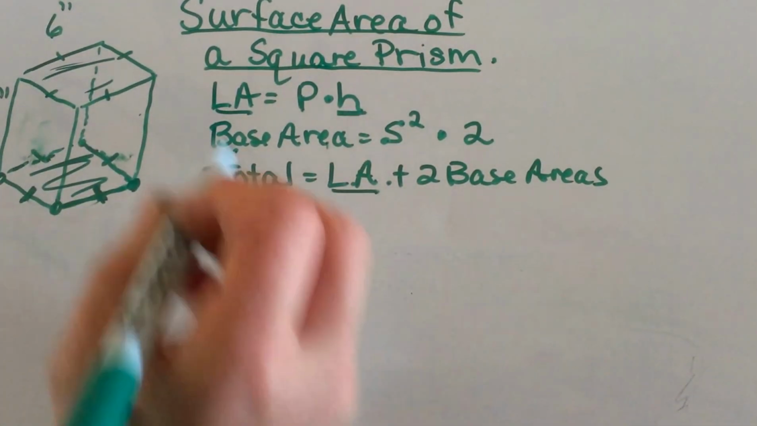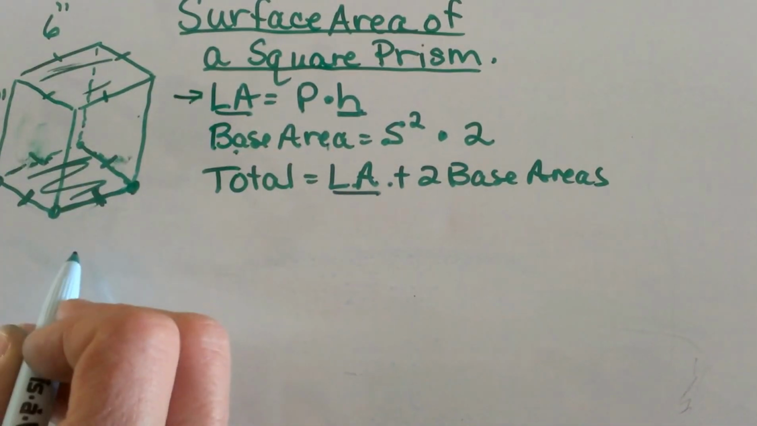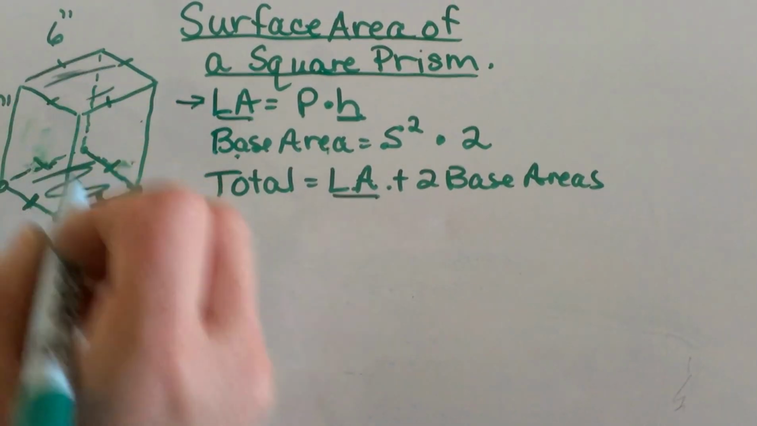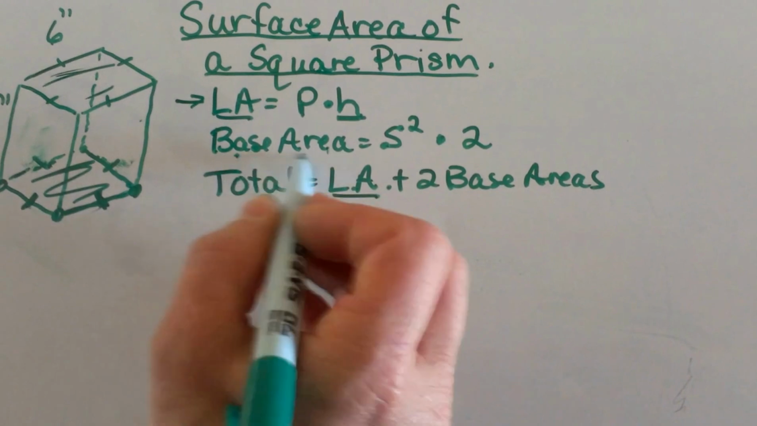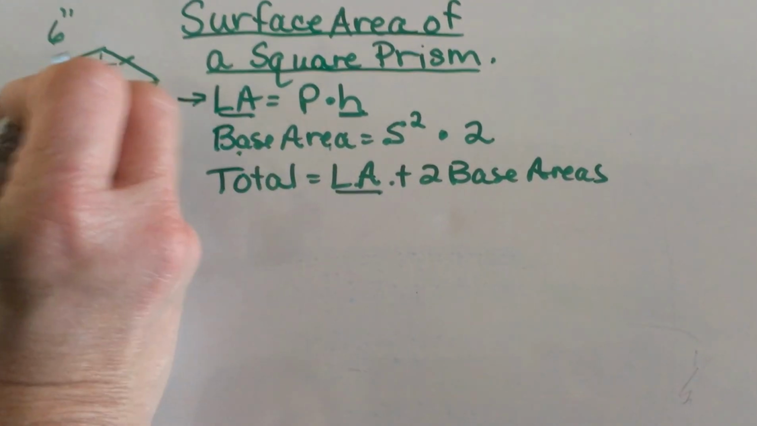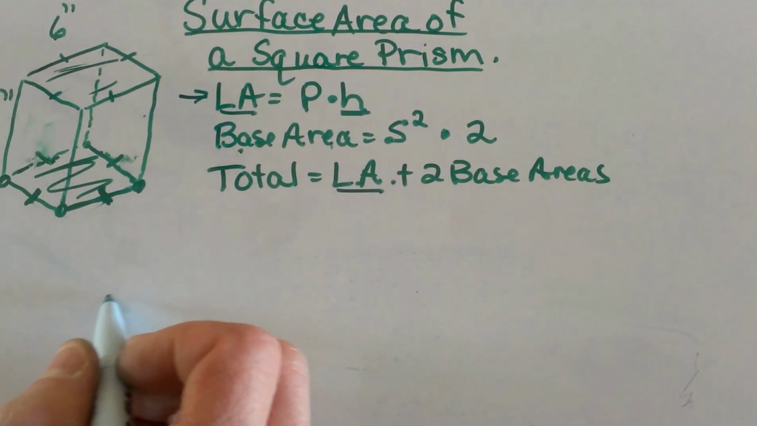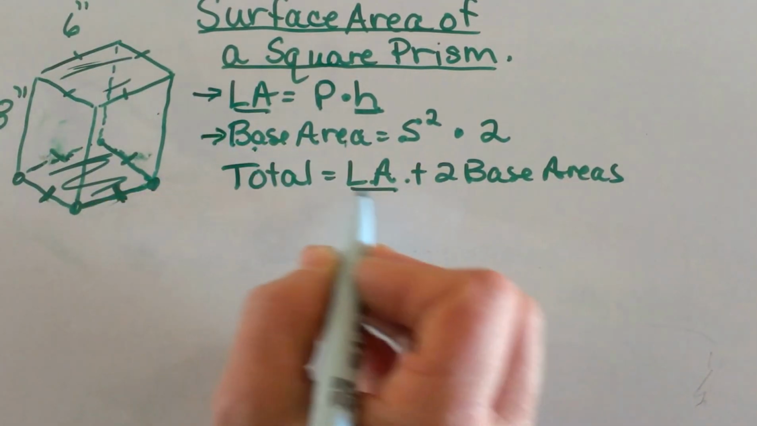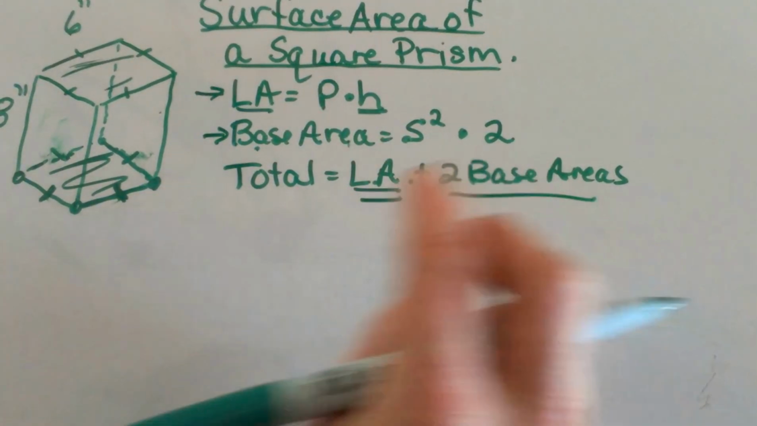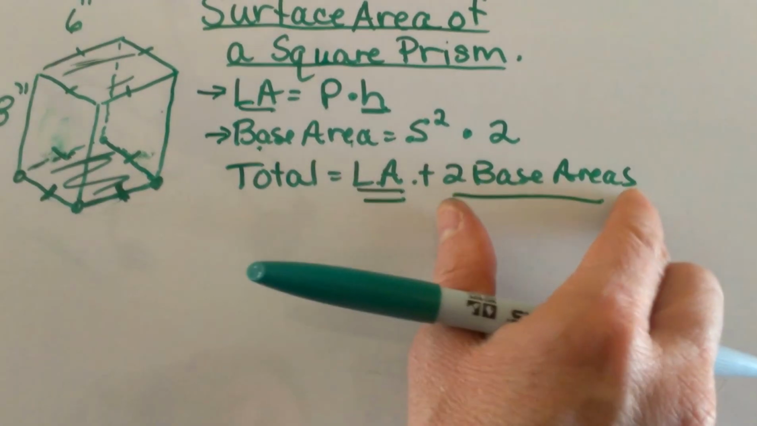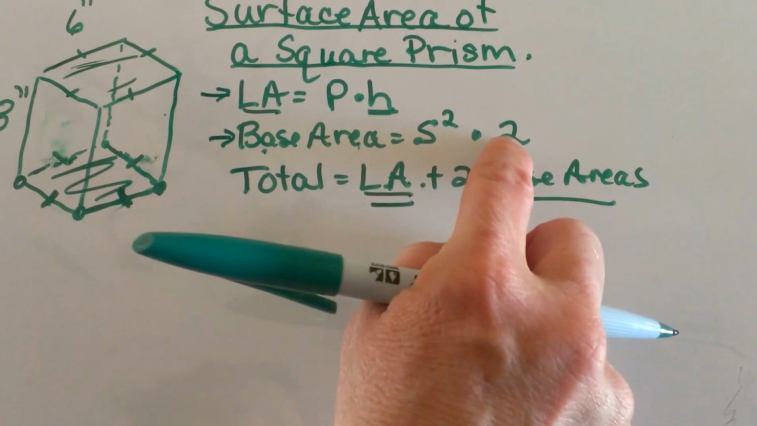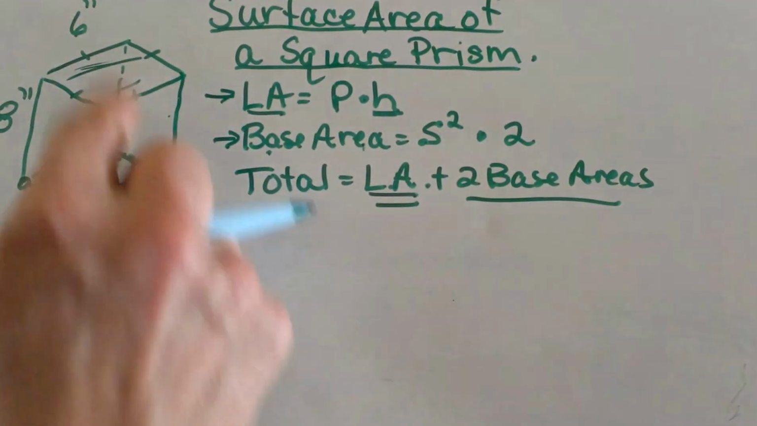So we have two parts to look at in our formula. We have what we call the lateral area, and those are the sides that go around the prism, and then we have the bases. On this one, our base is a square, so it's really pretty simple. Once we find each of those two separate parts, then we're going to add them together to find the total surface area. And remember, we have two bases. So once we find the area of the base, we have to double it to account for both bases.